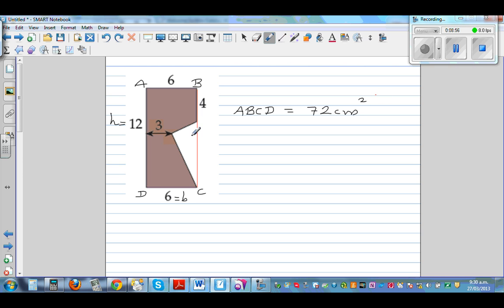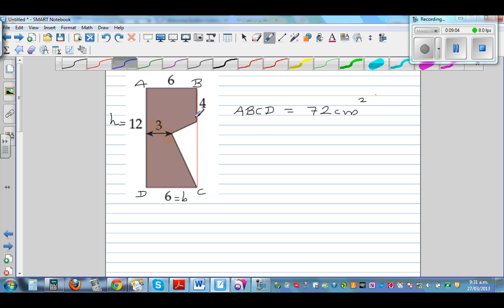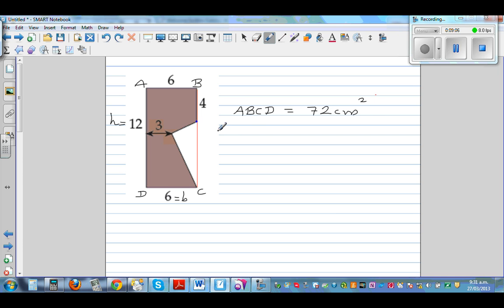Okay, now we want to find the area of this triangle. Let me write some letters, say, let me call this D, and this is F. Now, what's the height, and what's the base? This is the base. Can we find the length of this base?